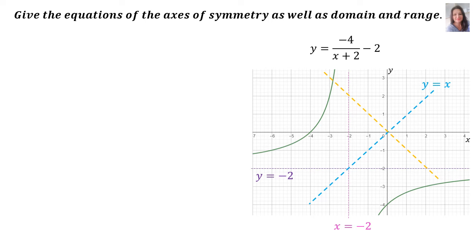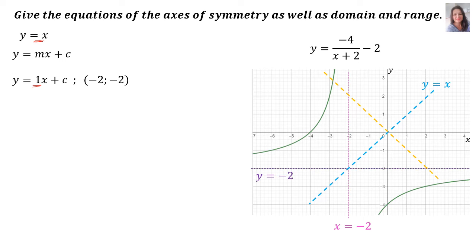Give the equations of the axes of symmetry as well as the domain and the range. This is important. So first of all, our first axis of symmetry will be parallel to the line y is equal to x. And then it's y is mx plus c because it's a straight line. Then you will say y is equal to 1x plus c. So your gradient is exactly that line's gradient, the line y is equal to x.